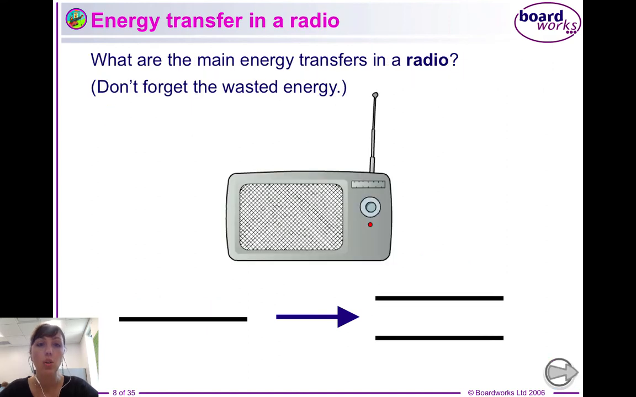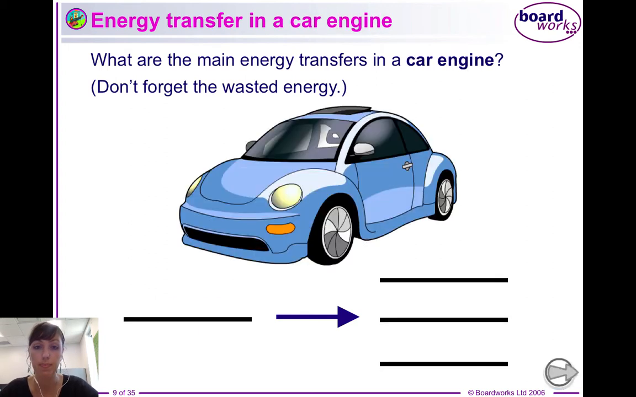Okay, so what are the main energy transfers in a radio? You're going to get electrical, which is transferred to sound and heat, right? And heat is going to be that wasted energy. The radio is not designed to create heat. It's designed to create sound. So the heat energy that it's putting off for us is not useful energy.